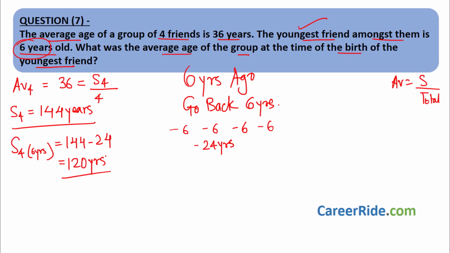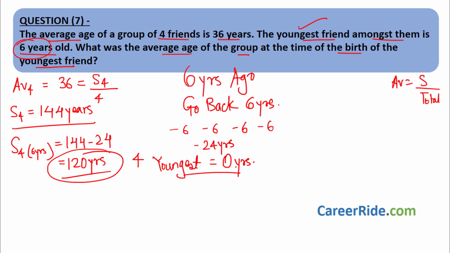Now at this point, the total number of friends is 4, but we know that the youngest friend was just born 6 years ago, that means his age was 0 years. So is there any need to include his age? No. So there is no need to include his or her age into this.